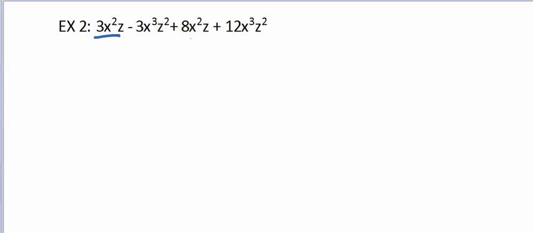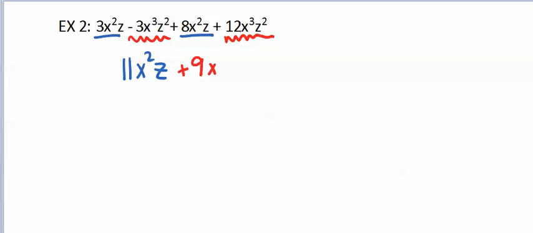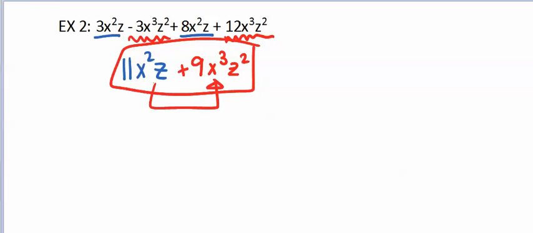The 3x squared z and the 8x squared z are like terms, so I can add those together. 11x squared z, again, only the coefficients. And you'll also notice that the negative 3x cubed z squared and the 12x cubed z squared are like terms, and I'll add those together. And I'll get 9x cubed z squared. And again, I cannot combine those because those exponents are not the same.